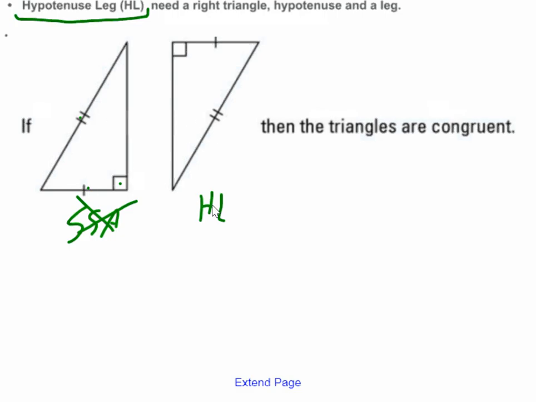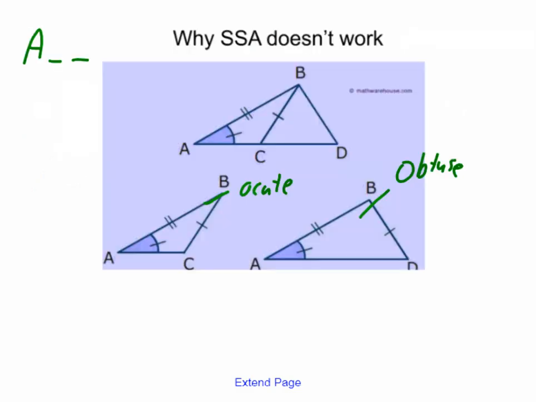would work. The reason this works with hypotenuse leg is that the angle here makes a right triangle. Therefore, I can't have an acute or obtuse angle in the spot here. That right angle would be the one right here. If I make this a right angle, well, then that has to mean that's acute and that can't be obtuse.